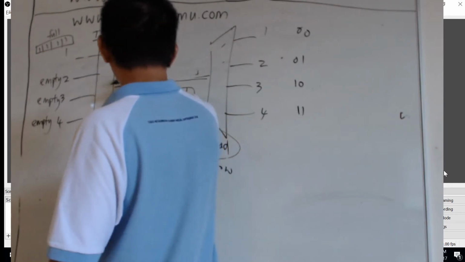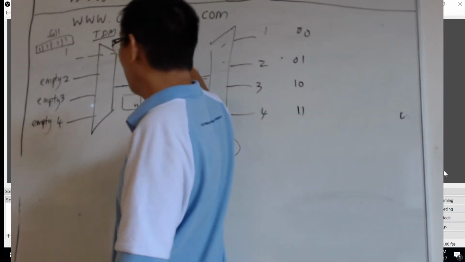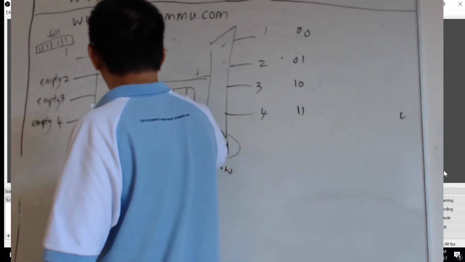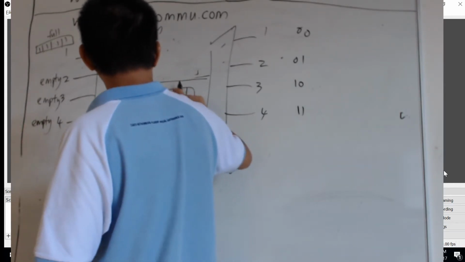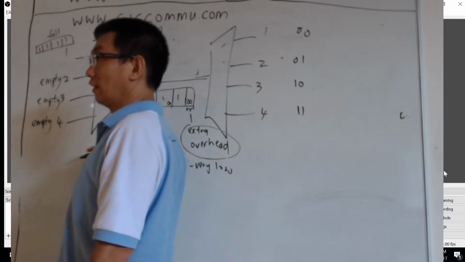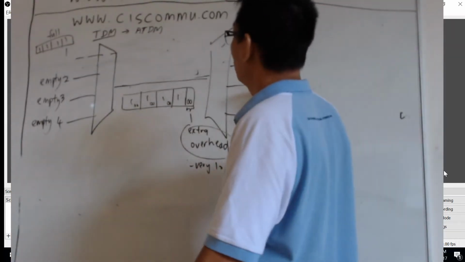Okay? So when you receive, this is ATDM. So if here is full, you can also send. You can also send. Okay? Alright? So in this case, it's not wasted. So this is the concept of asynchronous TDM.